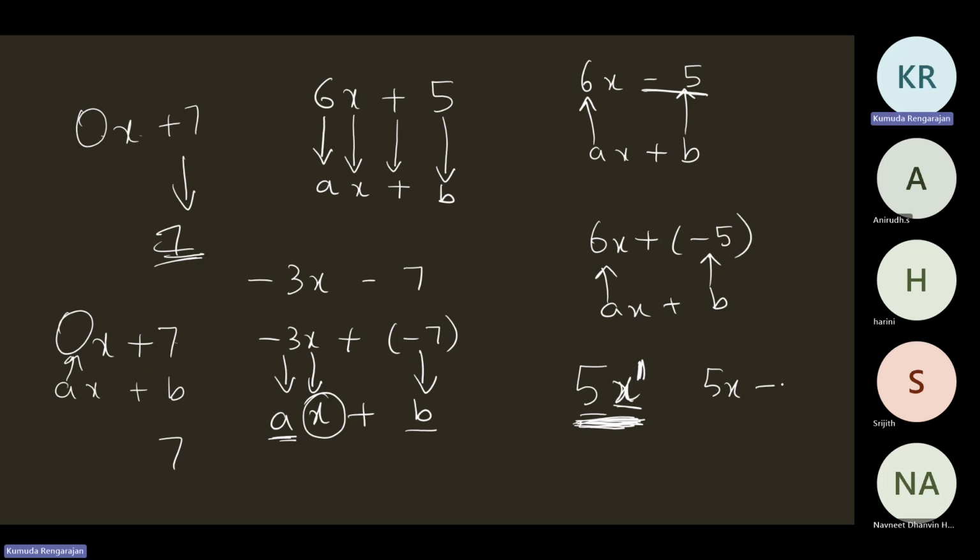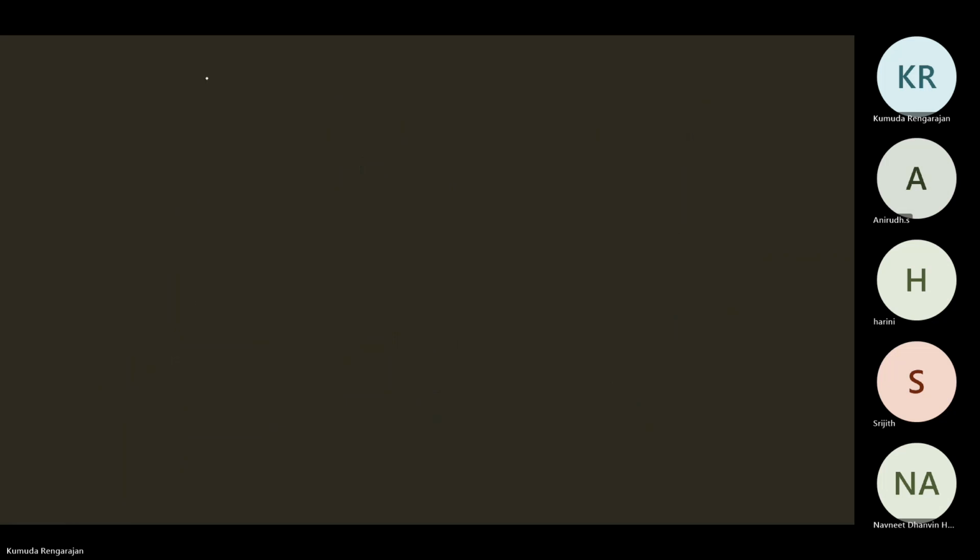So this is like 5x plus 0, ax plus b. So a is 5 and b is 0. So b can be 0. A should not be 0, because if a is 0, then the x term itself will go missing. And if the x term is not there, then how do you call it linear? That's why the condition is a and b can be any real value, but a should not be 0. B can be 0. A should not be 0.